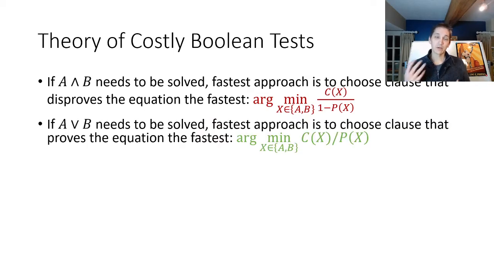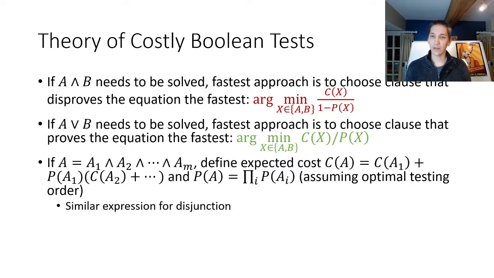Now, if you want to solve an equation that has the form A or B, we have the opposite problem. We want to actually prove the equation is true the fastest, because we don't need to show both of these are true, just one of them needs to be true. And so the optimal strategy here is to minimize the cost of the test divided by the probability that that test is true. Now, if we have an equation that has a conjunction of many terms, we can define an optimal testing order according to the above formulas, and we can also define an expected cost of testing this whole formula as the cost of testing the optimal action if it fails.